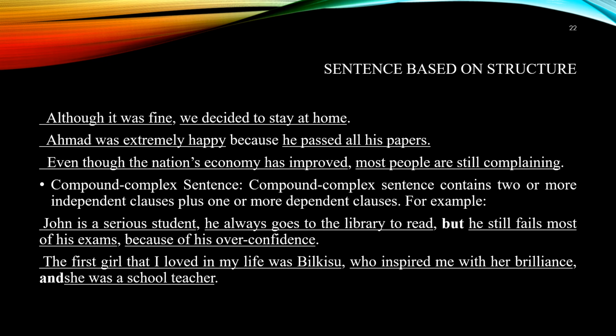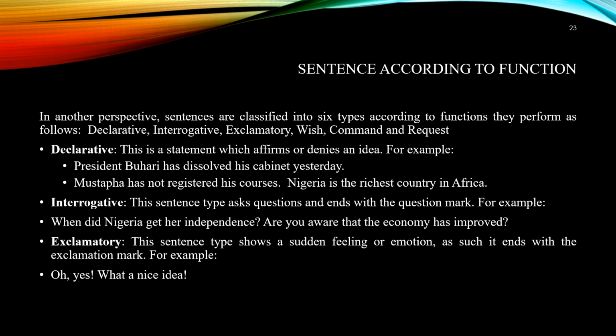So you can see here we have a number of dependent clauses and a number of independent clauses. Therefore, let's look at them. John is a serious student is one independent clause. He always goes to the library to read, another independent clause, but he still fails most of his exams, another independent clause, because of his overconfidence is what? Dependent clause. So you can see here we have three independent clauses and one dependent clause. So at least in every compound complex sentence, one must have a minimum of two independent clauses and a minimum of one dependent clause. But this is not the only limit. You can provide as many as you want. You can make them three, you can make them four, but the minimum number is what I already mentioned.